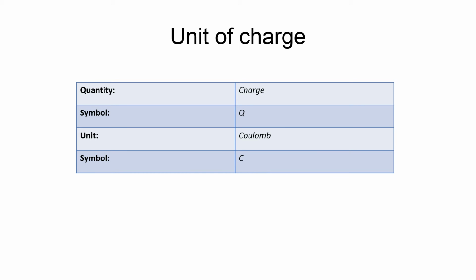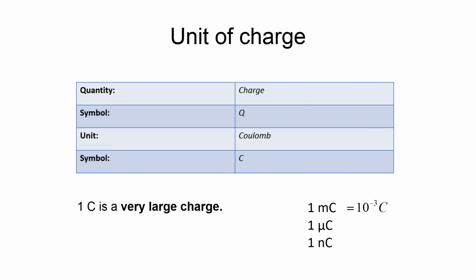Well, we need a quantity and a unit. So the quantity we use is charge. The symbol will be Q, capital Q. The unit we will be using is the coulomb, and the symbol is a capital C. But 1 coulomb is a very large charge. We will be using in most of the exercises millicoulombs, microcoulombs and nanocoulombs, where milli is 10 to the minus 3rd coulomb, micro is 10 to the minus 6th coulomb, and nano is 10 to the minus 9th coulomb.